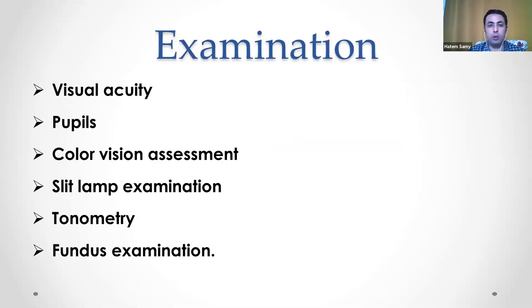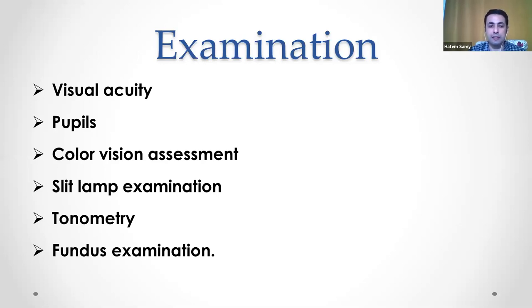Then we will go for examination. First, we'll go for visual acuity. If we have a patient with visual acuity of perception of light, we have to check for light projection in order to check the integrity of the retina. We have to examine the pupil for exclusion of afferent pupillary defect associated with optic neuropathy.